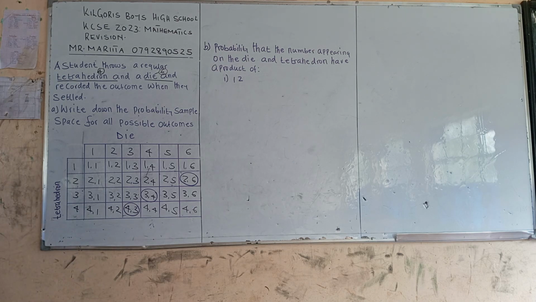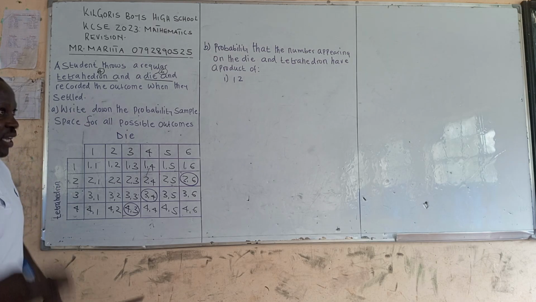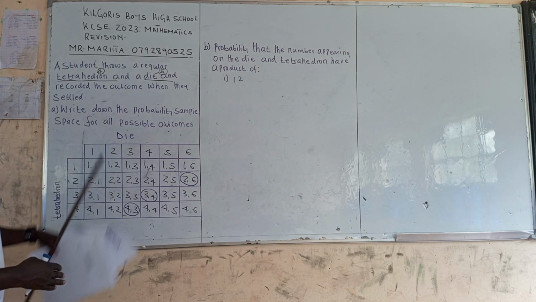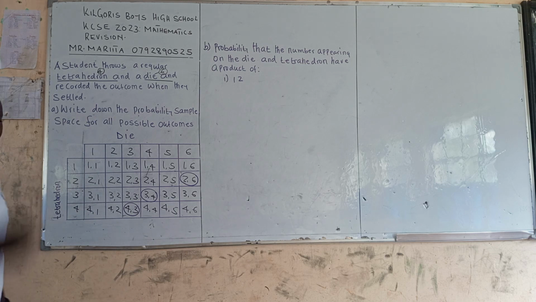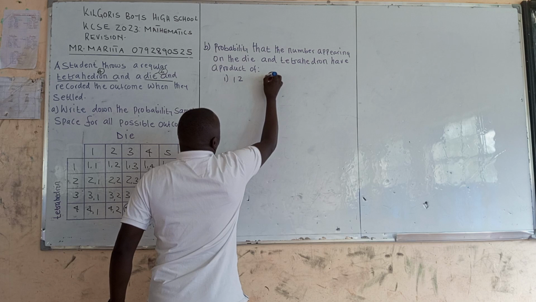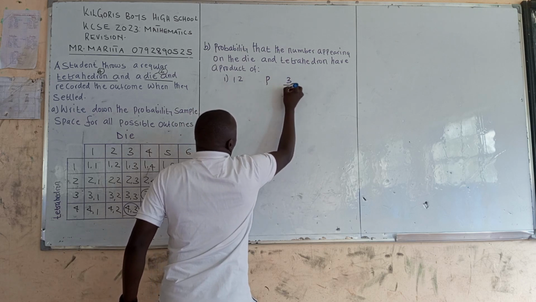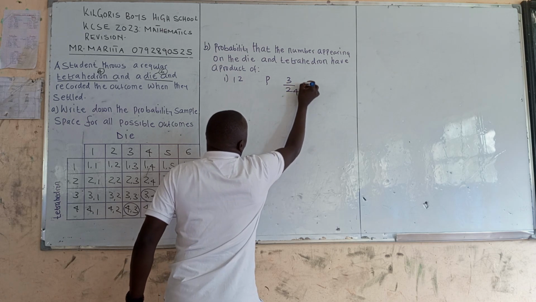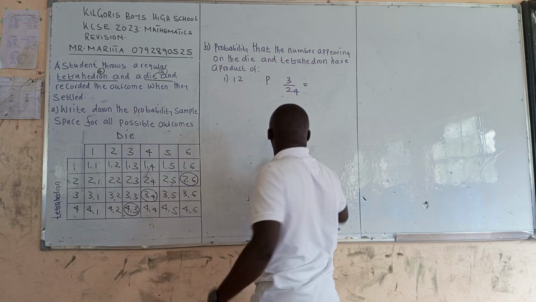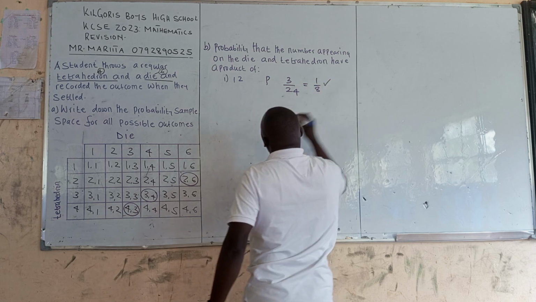So out of the 24, the numbers on the tetrahedron and the die which give us a product of 12 are just 3. So this is the probability. We have this one as just 3 all over 24. If that one is simplified, it gives us 1 all over 8.